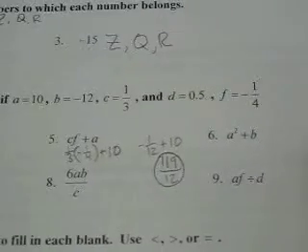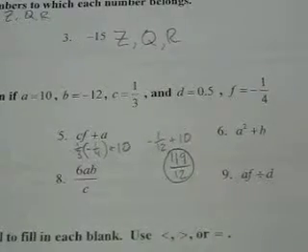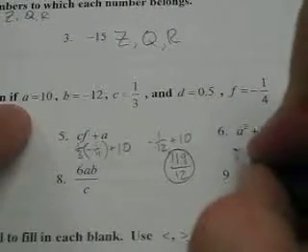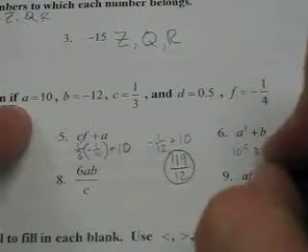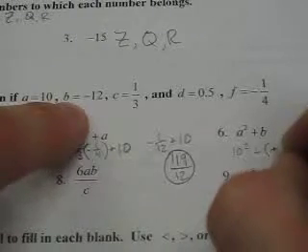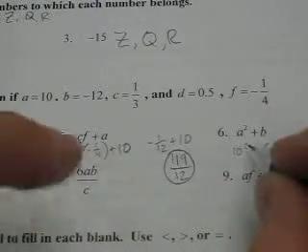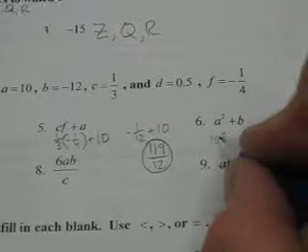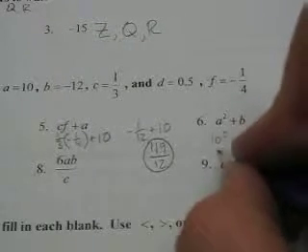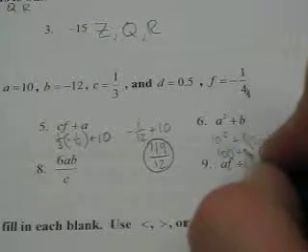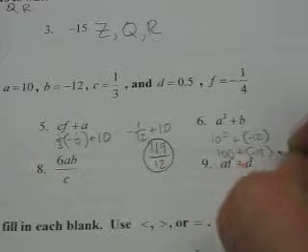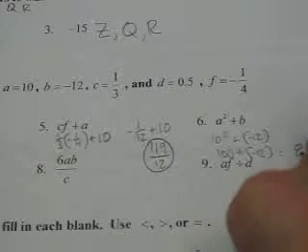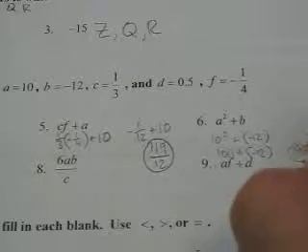Number 6. Number 6 says a squared plus b. It tells us in our directions that a is 10, so 10 squared plus b. b is negative 12. Now we have exponents and we have addition, so I'm going to do exponents first. 10 squared is 100. 100 plus negative 12 gives us positive 88.